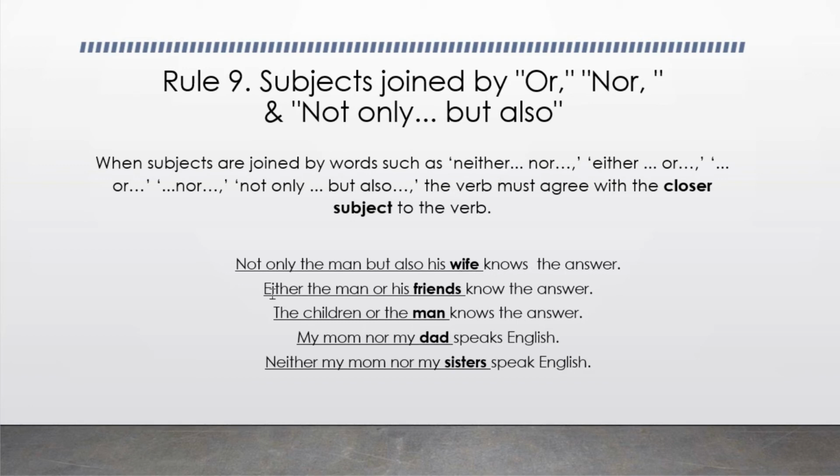Either the man or his friends know. The children or the man knows. My mom nor my dad speaks. Neither my mom nor my sisters speak.